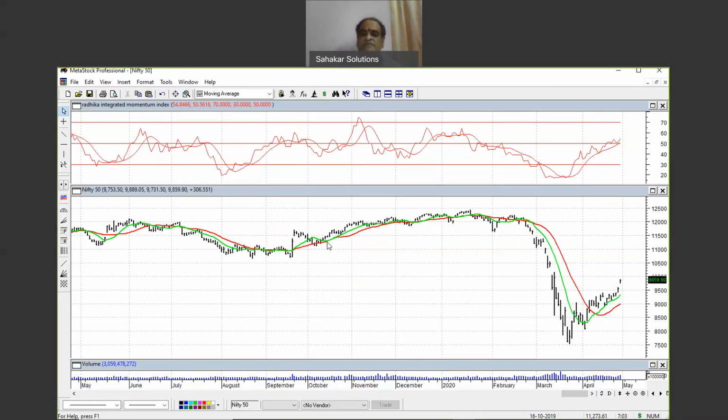And for selling, reverse. So look at the slope. It should be coming down. Short term should be below the long term, and price must be below both of them. So that is the next thing.